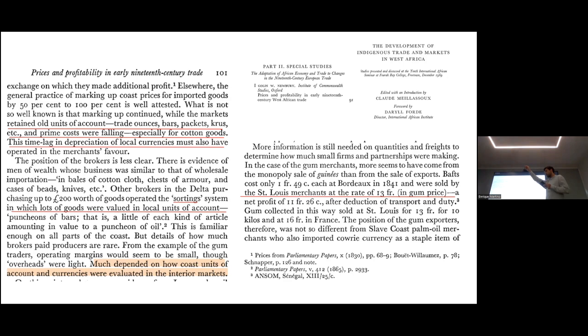If you can secure your goods that are being traded on the coast for 5 coppers or 5 packets from cheaper sources in Europe, or cheaper manufacturing methods, for example, here he's noticed that in the early 19th century, merchants paid 1 franc for the guineas, the blue cloth that was exchanged in Senegambia, and they sold it at the equivalent rate of 30 francs in gum price. So what the gum Arabica they received in return to sell in France.